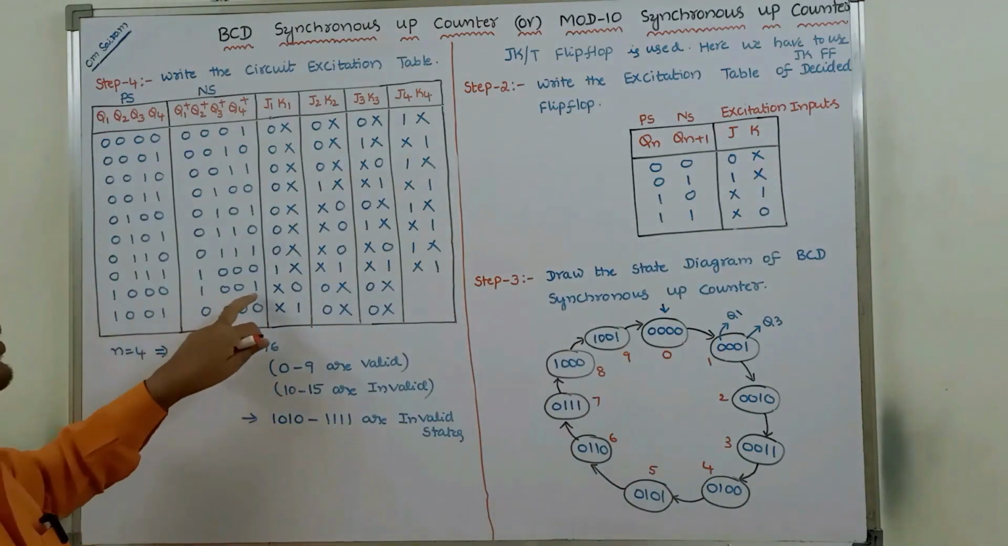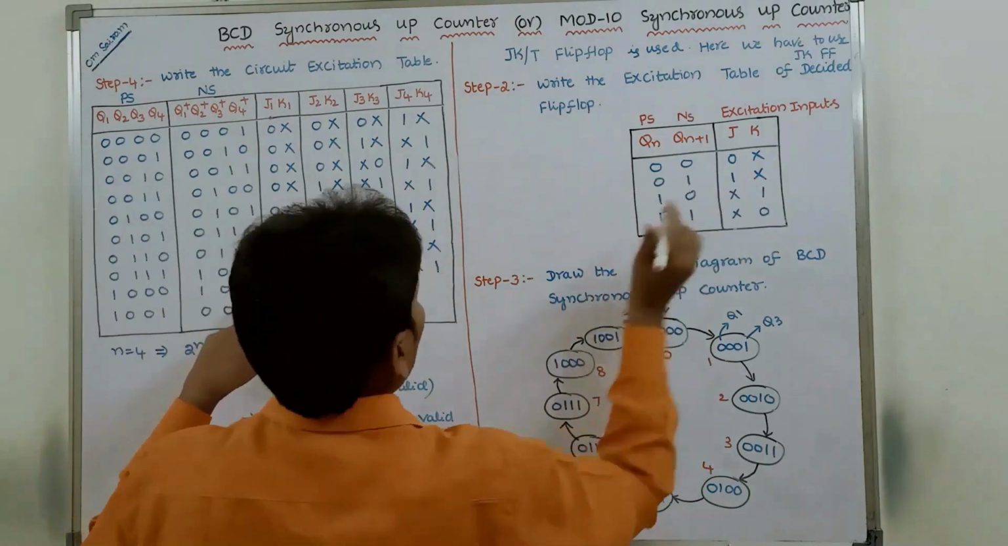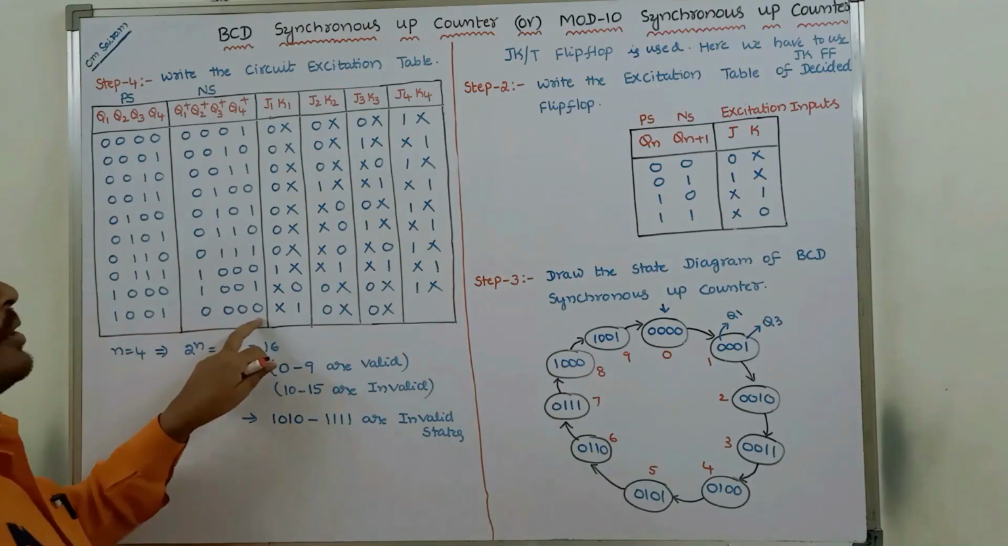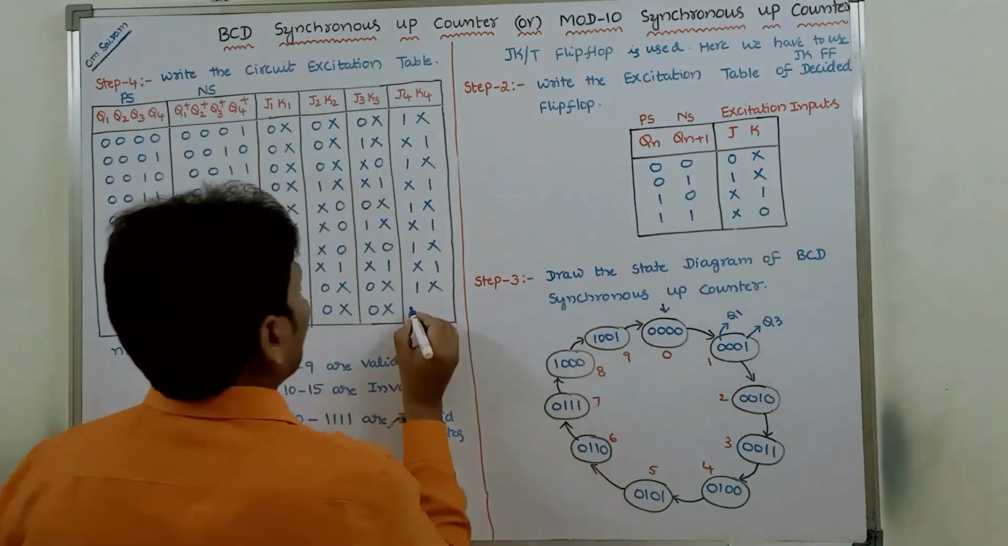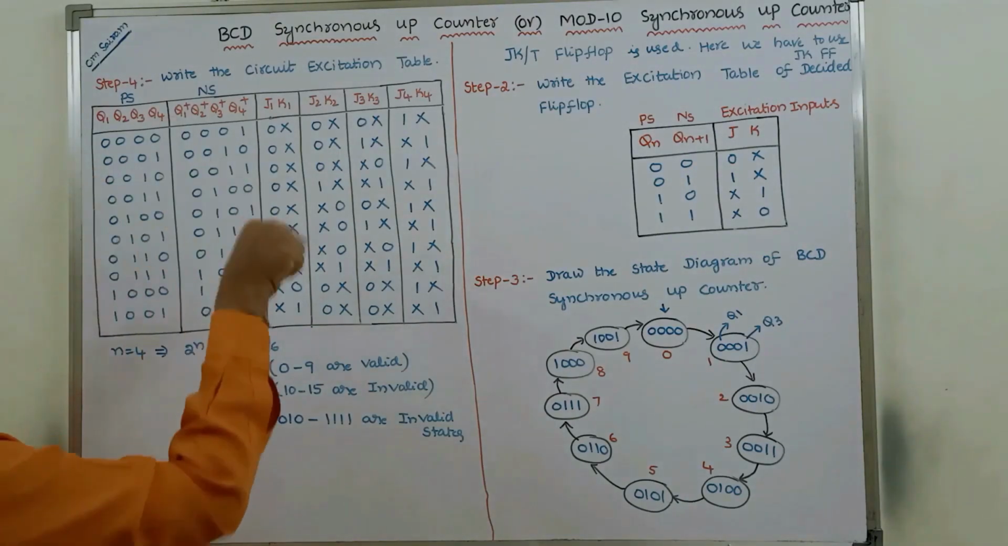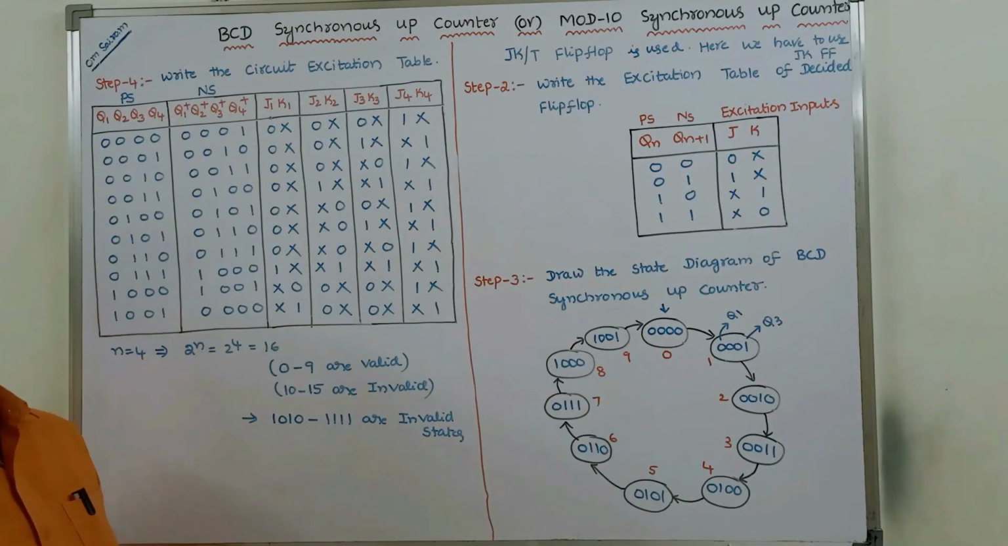Q4 value is 0, Q4 plus value is 1, 0, 1, 1, don't care. Q4 value is 1, Q4 plus value is 0, 1, 0, don't care, 1. In this way, we have to fill the circuit excitation table.